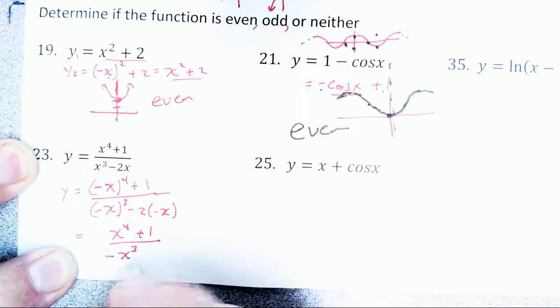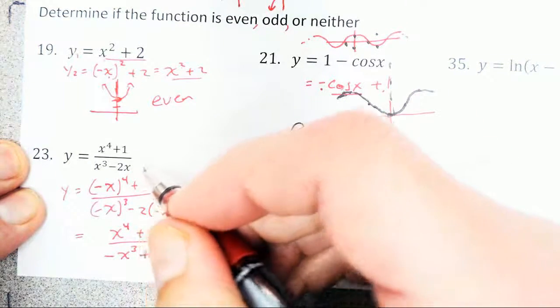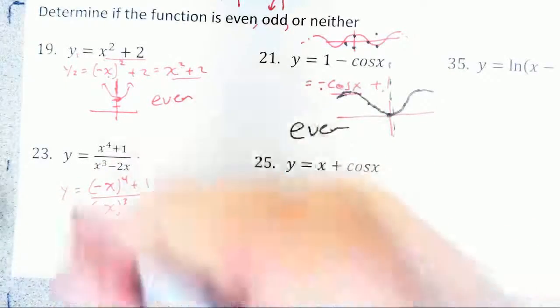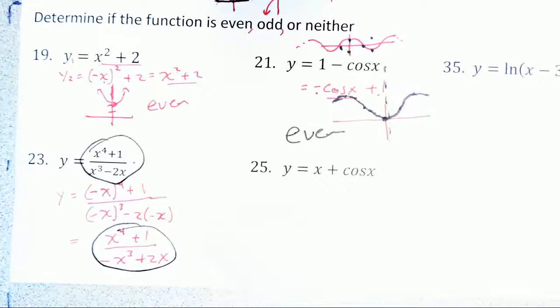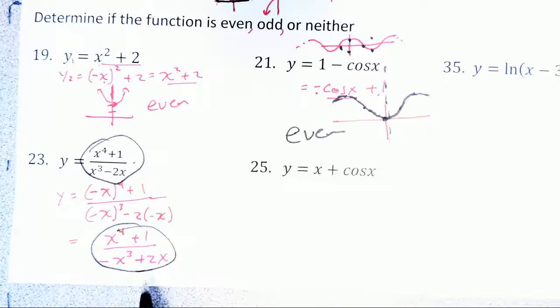Minus 2 times minus x is plus 2x. So here's what I just learned. There is no way you're going to convince me that this is equal to that. Therefore, when I go to the left, put in a negative, I'm not going to get the same value as when I go to the right. This is not even. Is it odd?